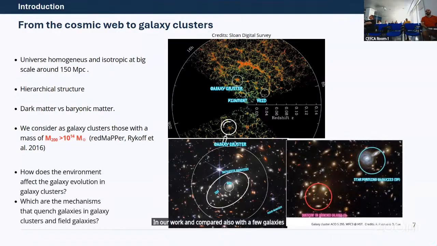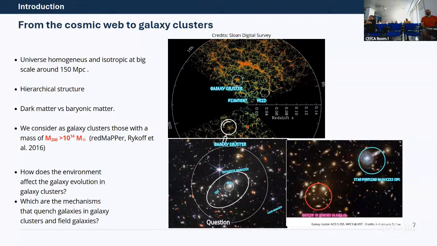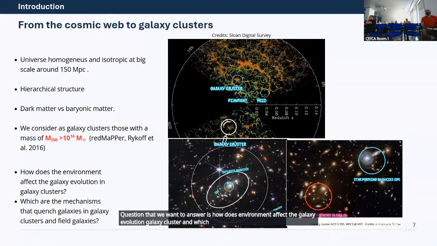If you zoom in, we basically divide galaxies into star-forming and quenched galaxies, according to the star formation that they have. So the main question that we want to answer is how the environment affects galaxy evolution in galaxy clusters, and which are the mechanisms that quench galaxies in galaxy clusters and fields.